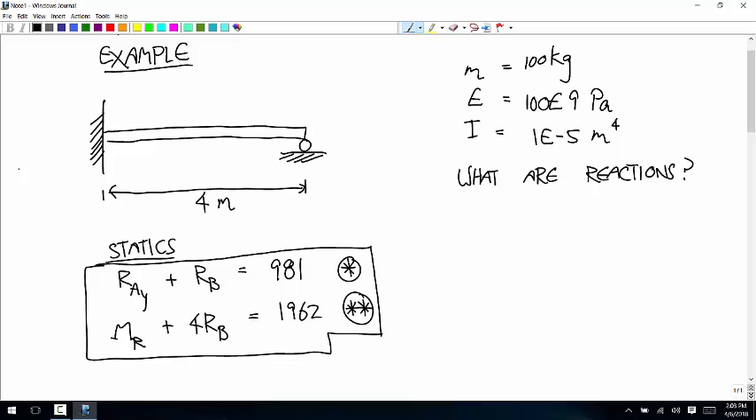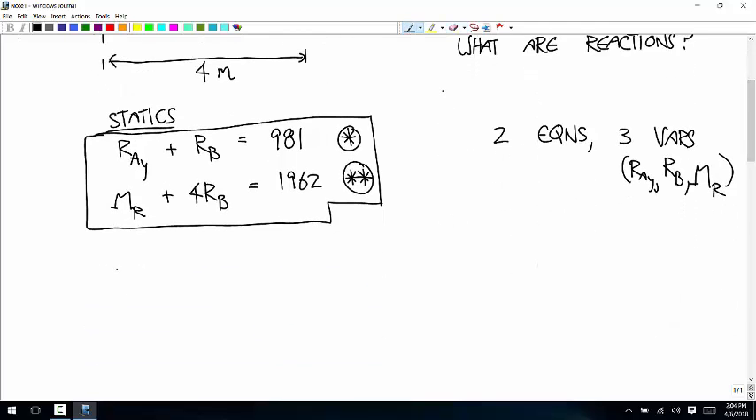And then when we were done with the statics, we had 2 equations. Well, we really had 3 equations for 4 unknowns. We found out that one of the horizontal forces was 0. But this is 2 equations for 3 variables. The variables are RAY, RB, and MR. Well, we can't solve that, so then we went to the deflections.